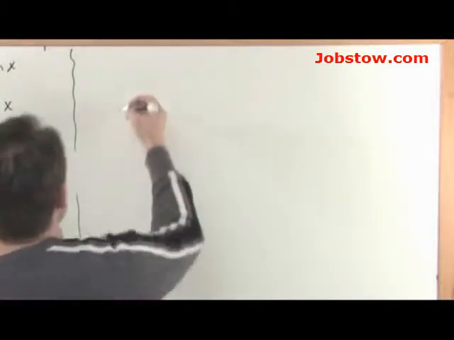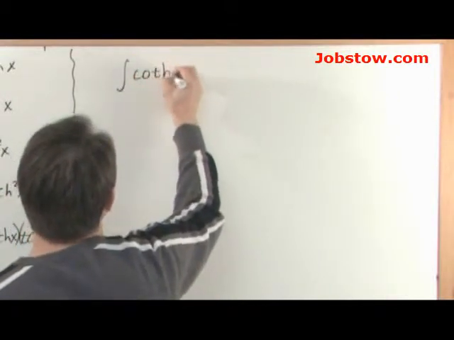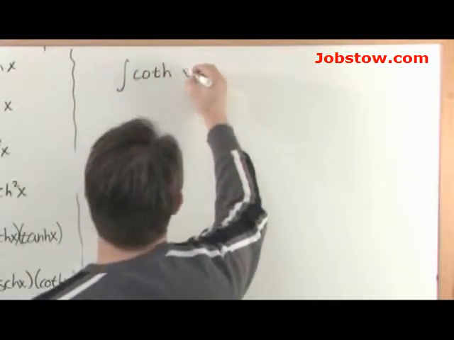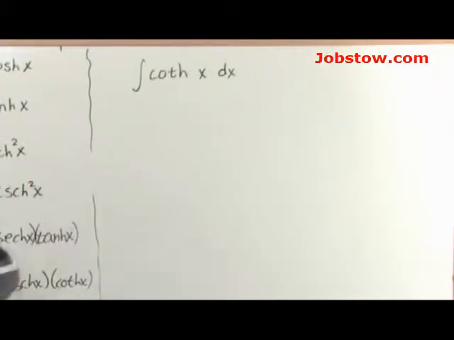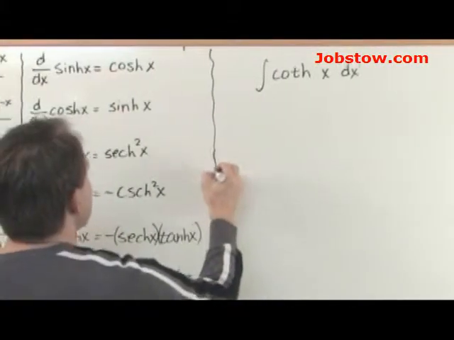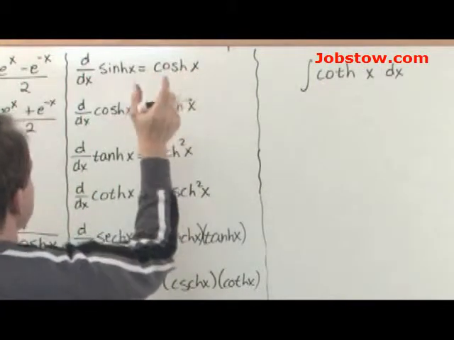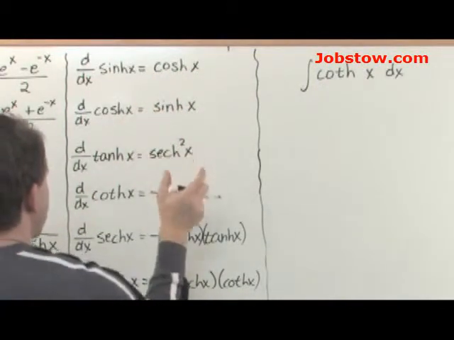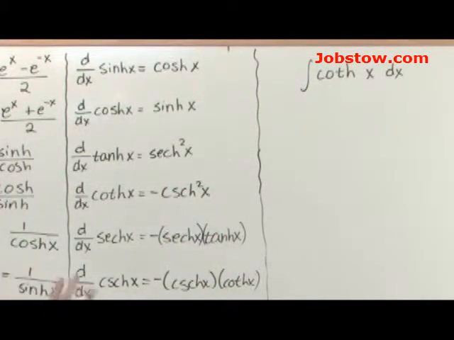Okay, so what if I wanted to do the integral of the hyperbolic cotangent of x dx? The first thing I notice right away is I'm going to go back to this table and see if I can find something that fits. Integral of hyperbolic cotangent. Well, this one is not, this one is not, this one is not, this one is not, and this one is not. So it would seem that, according to what I've given you in this lesson, there's nothing on this table that tells me what the integral of a hyperbolic cotangent is.